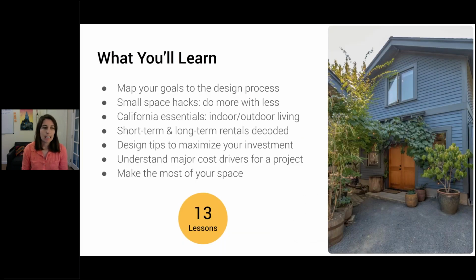There's 13 different lessons, and here's just a sampling of some of the things that you'll learn in the course. How to map your goals to the design process, small space hacks, how to do more with less, California essentials for indoor and outdoor living, short-term and long-term rentals decoded. And this is where we interviewed different people with ADUs that are using them for different purposes, so you can get an idea of the pros and cons of each type of rental. Design tips to maximize your investment. We want you to also understand major cost drivers for a project, so where does the budget get allocated, and just how to make the most of your space. There's a number of video lessons, PDF downloads, and slideshows. And so we think that you guys are really going to get a lot of value out of this online course.